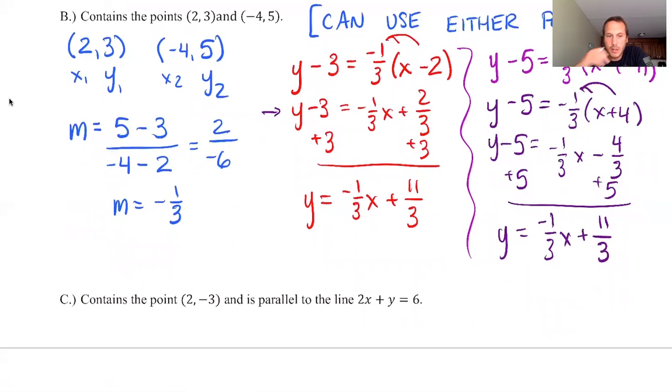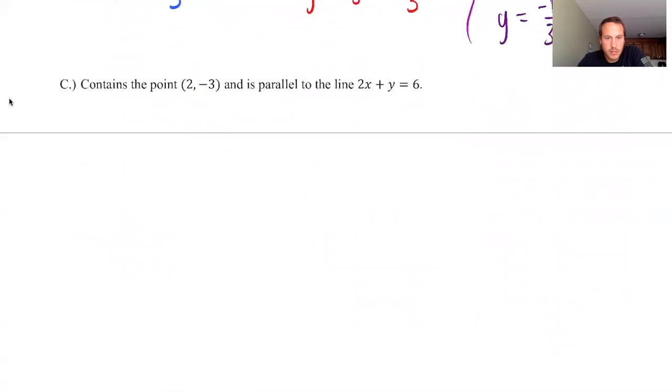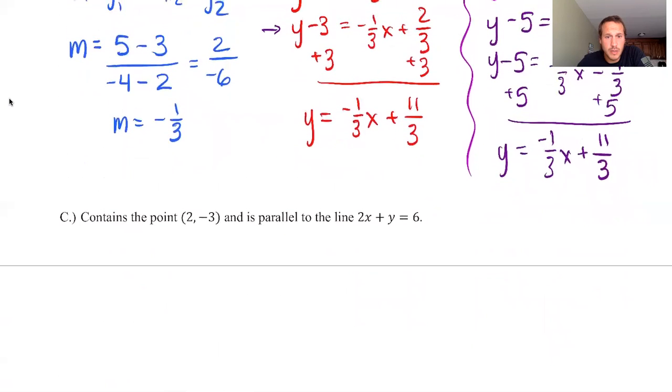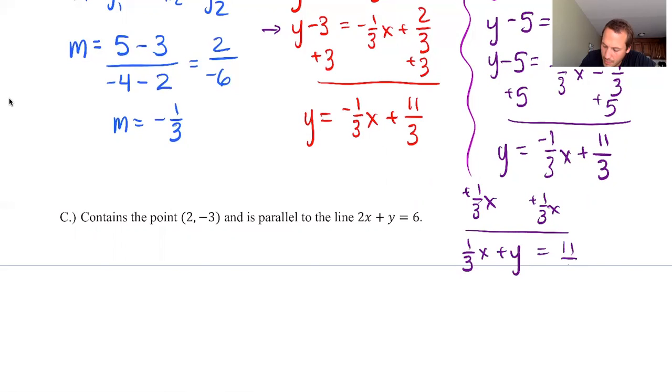Now, if we wanted, it looks like I'm running out of space here. I don't know what happened with C being on this page. I could convert. Since both of these are the same, I'm going to take this and add 1/3 x to both sides. I now have 1/3 x plus y is equal to 11/3.